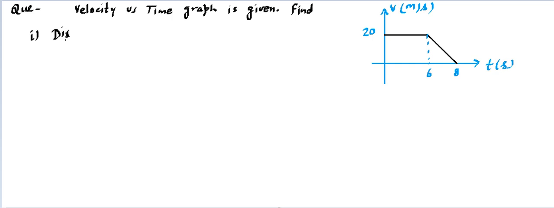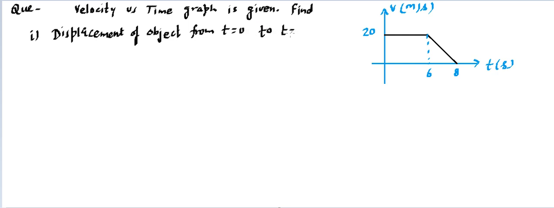the displacement of the object, whatever the object that is moving. So the displacement of the object from t equal to 0 to t equal to 6 seconds. We need to find out the displacement of the object. So what you can do, you can pause the video and solve, and then check your answer after coming back. Let me proceed with the solution, how we can solve this.